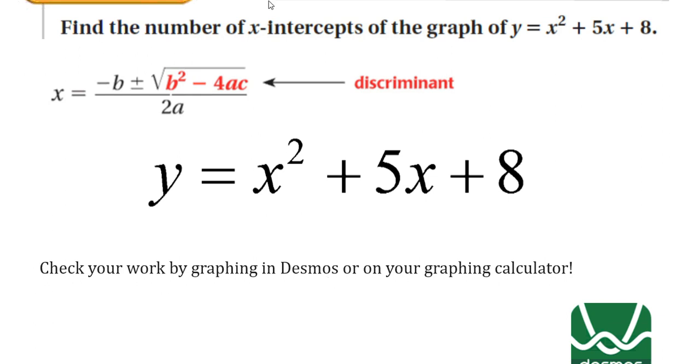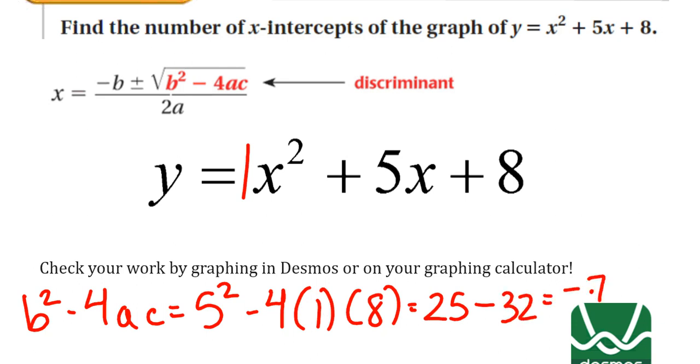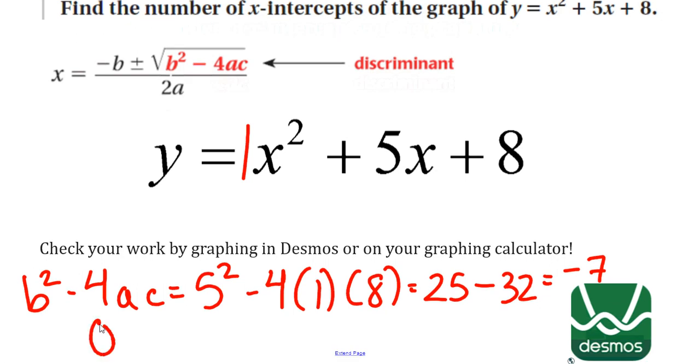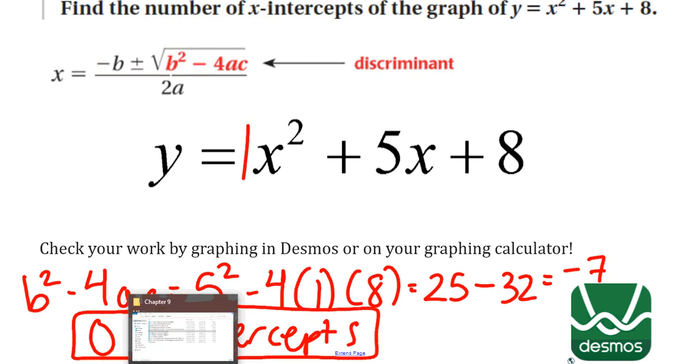Okay, welcome back. Let's find it. All we need to know is what b squared minus 4ac is. B is 5, so I get 5 squared minus 4 times a is a 1 times c is 8. That's going to leave me at 25 minus 4 times 1 is 4 times 8 is 32. That makes -7. I can't take the square roots of negatives, so this is going to have 0 x-intercepts. None. If you use Desmos or your graphing calculator to check, you will see the same thing.